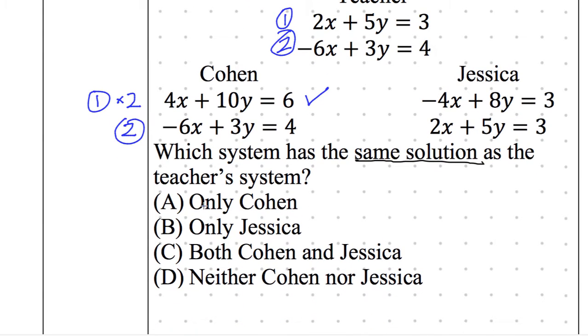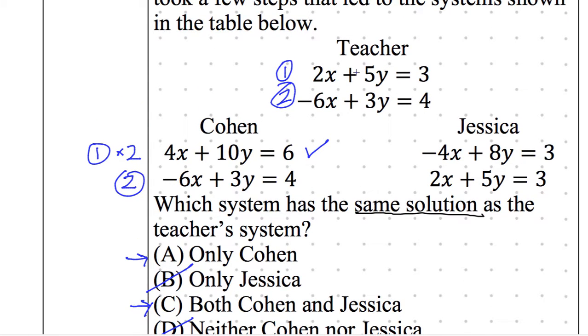So it could be either A or it could be C, but it's definitely not B or D. Cross off B and D because Cohen definitely has the same answer as the teacher. Now let's check Jessica's. I need a quiet raised hand. Is this first equation either the original, multiplied, or added of these two equations? You have to check all three of them.